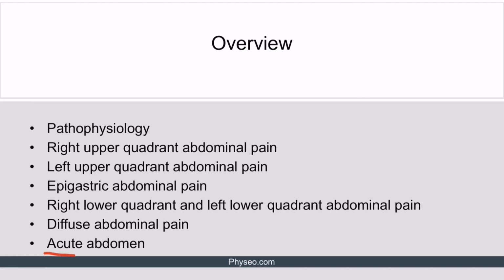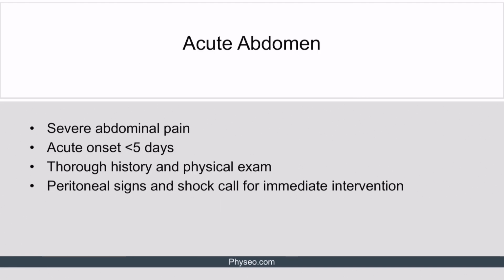Lastly, we'll discuss acute abdomen. An acute abdomen is described as severe abdominal pain with acute onset, usually less than 5 days. A thorough history and physical exam guides the evaluation. Moreover, peritoneal signs such as abdominal guarding and rigidity, along with shock, call for immediate intervention.